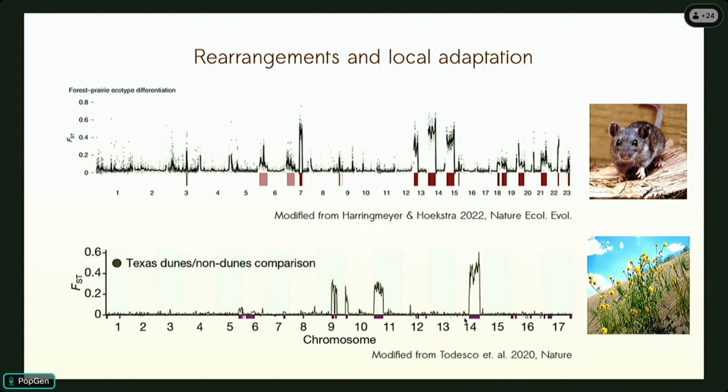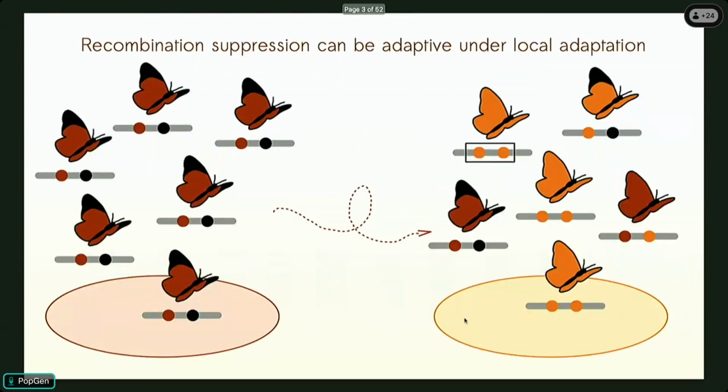And this has now become a very familiar sight, and not really an unexpected sight, because there's quite good theory to suggest that when we have populations adapting to different environments with gene flow between them, there are selective forces that can favor recombination suppression, which is what chromosomal inversions do. So just a very quick summary of some of the earlier theory on this.